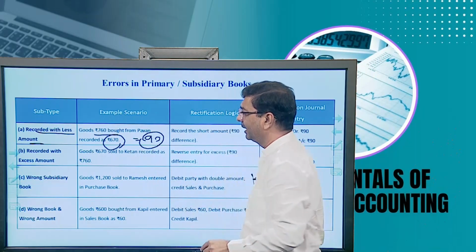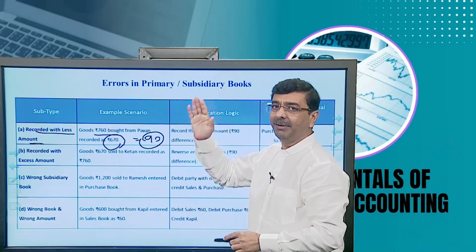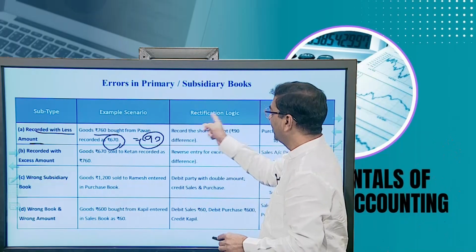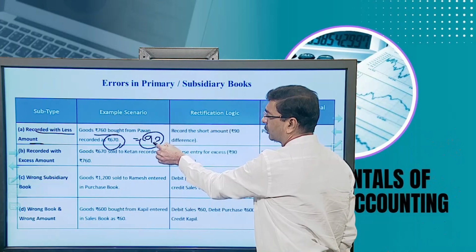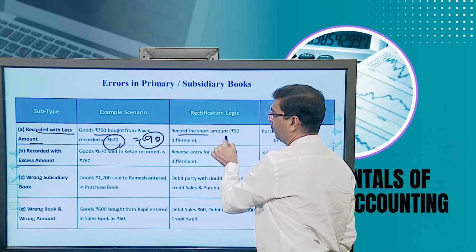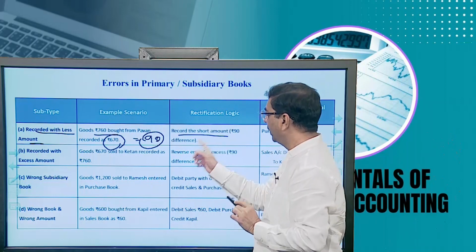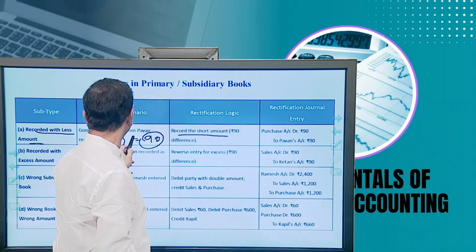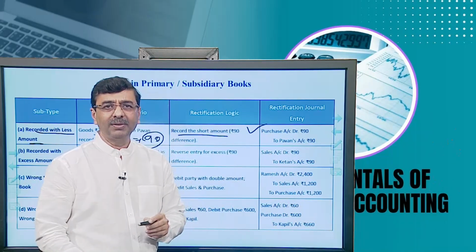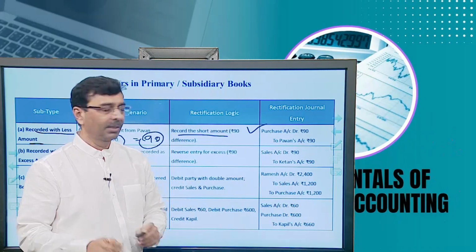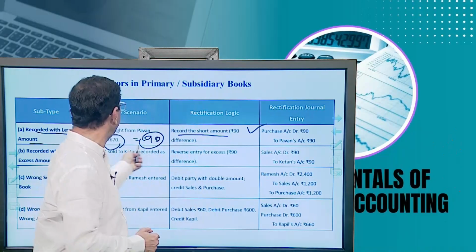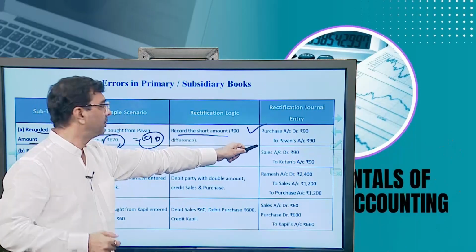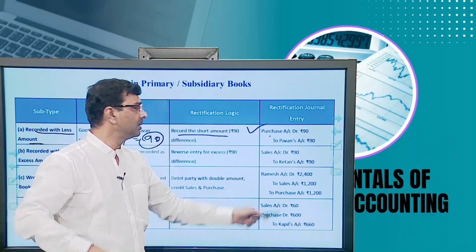So ultimately 90 rupees of purchases were recorded less in the books of accounts. What do we have to write down? The rectification logic is that whatever the shortage amount was, we have to record that in the books of accounts. So for the 90 rupees difference we write the entry: purchase account debited 90 to Pawan's account. That's very simple, because the original entry when purchasing remains the same: goods come in, purchase account debit, and it's purchased from Pawan, so Pawan's account is credit.